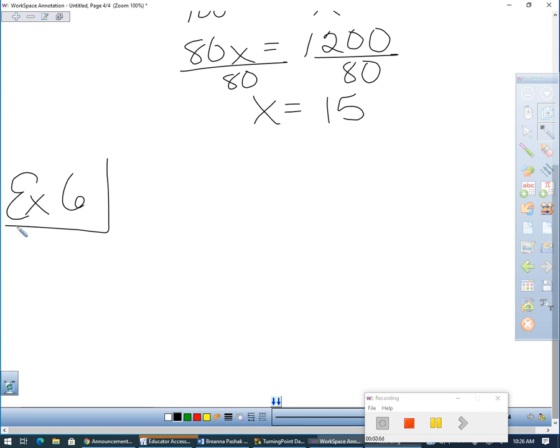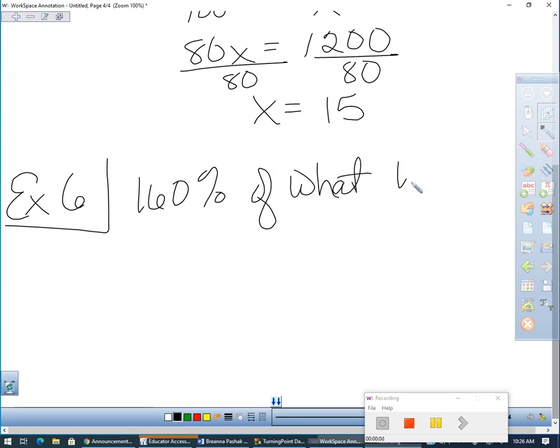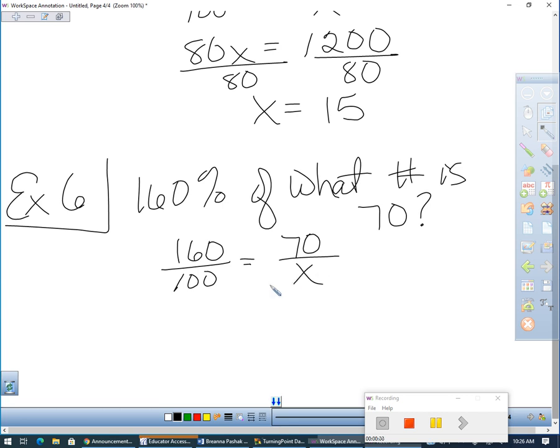Example number 6. Let's do 160% of what number is 70? Corbin, set this one up for me. So 160 over 100 equals 70 over x. Good. And we're going to cross multiply. X times 160 is 160x. 100 times 70 is 7,000. Divide both sides by 160.